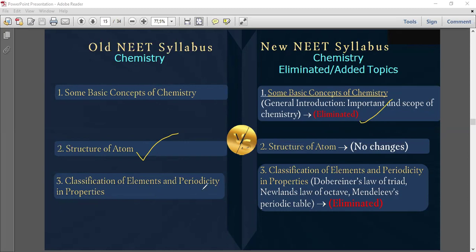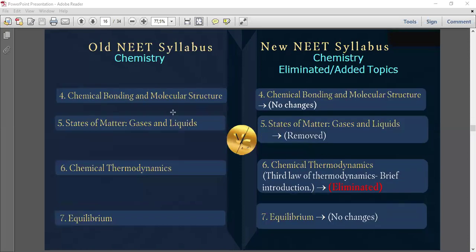Then classification of elements and periodicity in properties. Okay, so the topics which were deleted are Dobereiner's law of triads, Newlands' law of octaves, Mendeleev's periodic table. These topics were eliminated. And then from chemical bonding and molecular structure, there are no changes. States of matter, gas and liquids, the total topic is removed. Okay, chemical thermodynamics, third law of thermodynamics, brief introduction, eliminated.